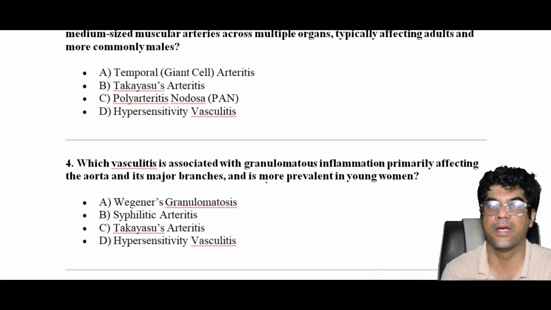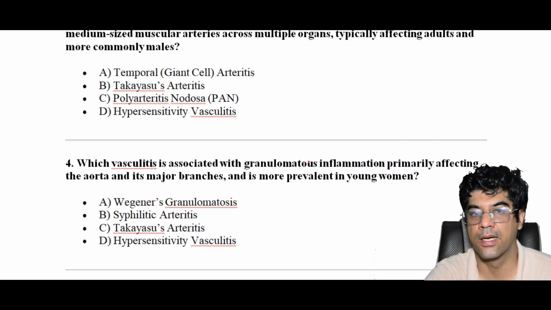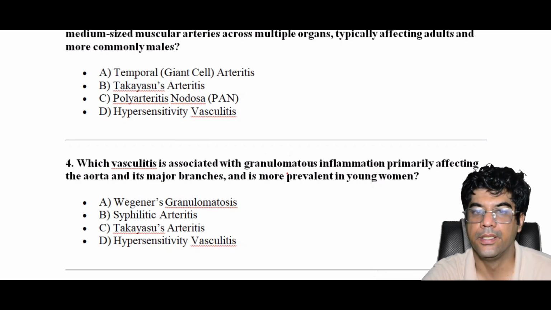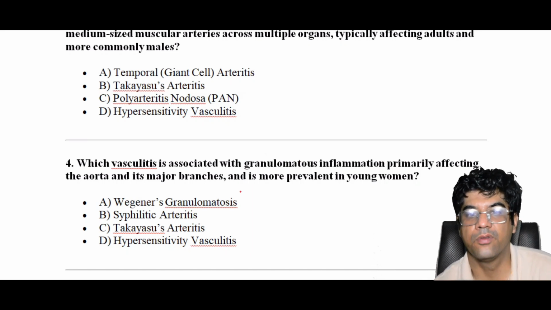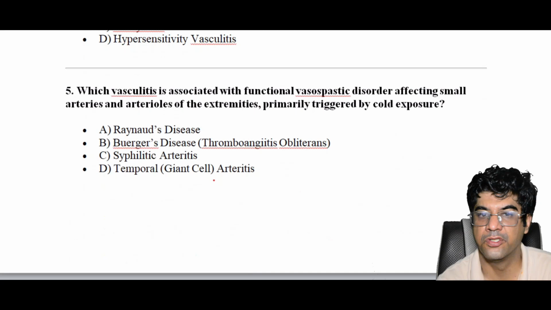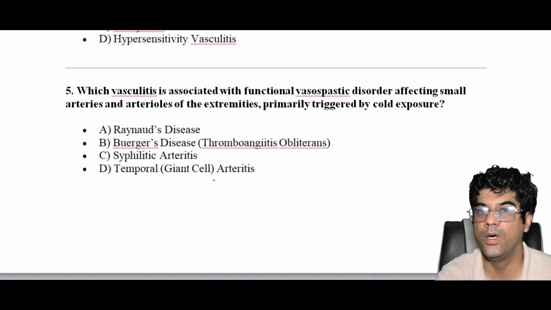Which vasculitis is associated with granulomatous inflammation, primarily affecting the aorta and major branches? The answer is Takayasu arteritis. It is characterized by granulomatous vasculitis affecting the aorta and major branches and affects young women. Which vasculitis is associated with a functional vasospastic disorder affecting small arteries and arterioles of the extremity, primarily triggered by the cold response? It's Raynaud's disease.